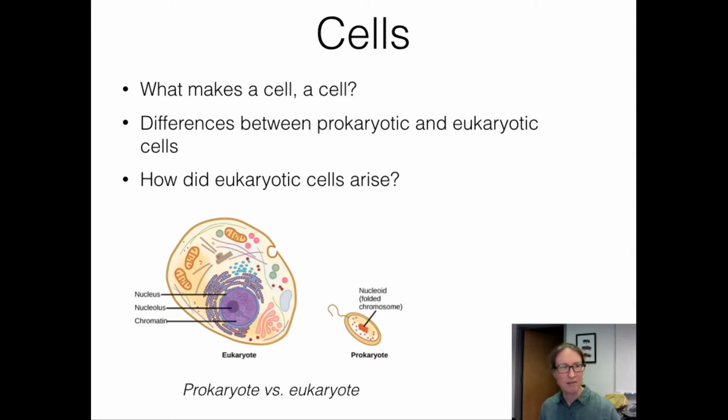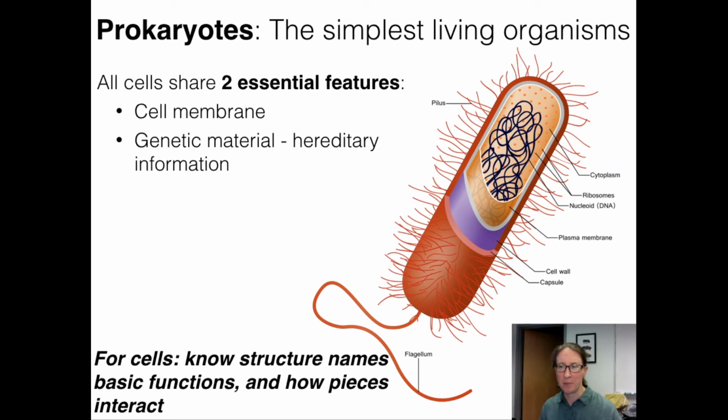So what is it that makes a cell a cell? Well, it's actually pretty simple. Cells share two essential features. They're surrounded by a cell membrane, and they contain genetic material. So in other words, they contain the key information that's passed on from a mother cell to a daughter cell.